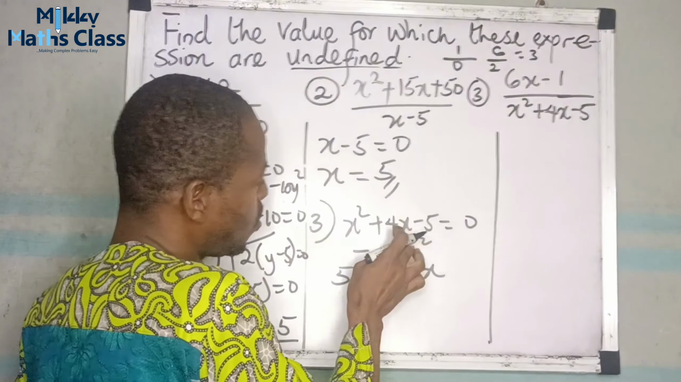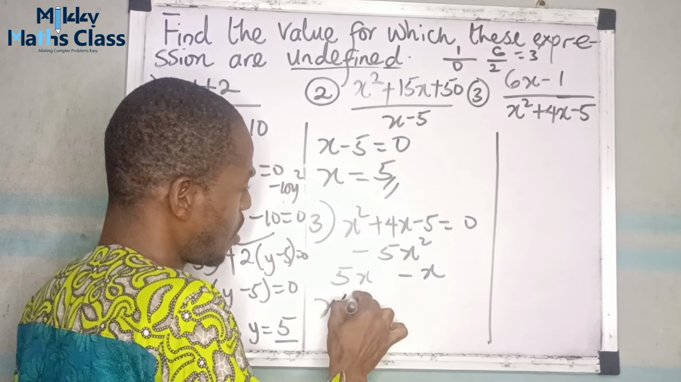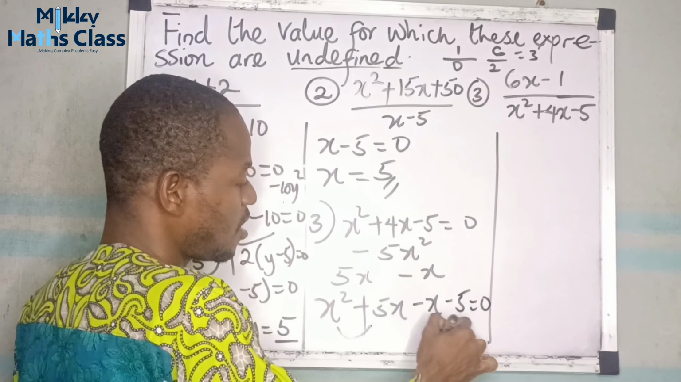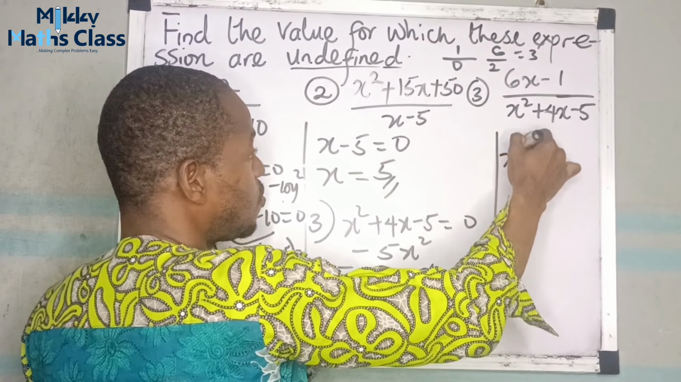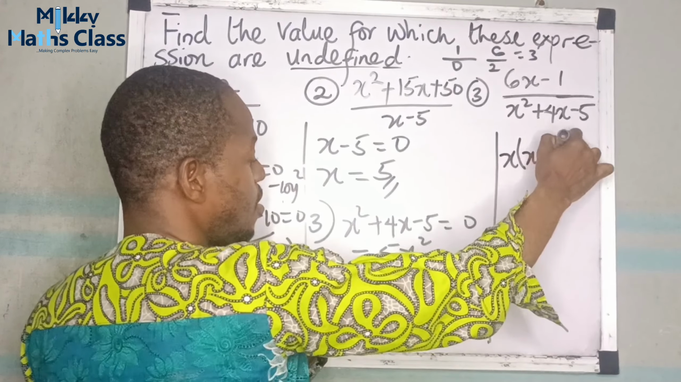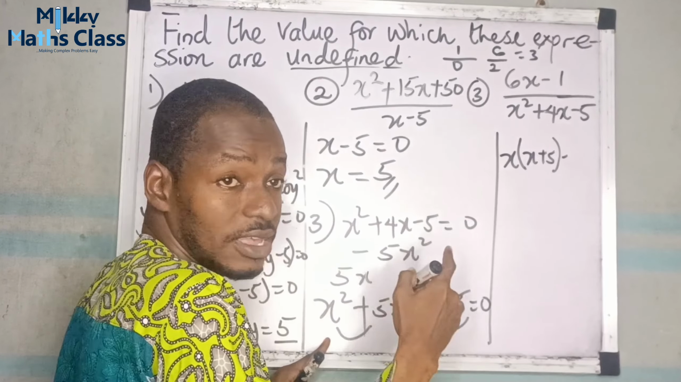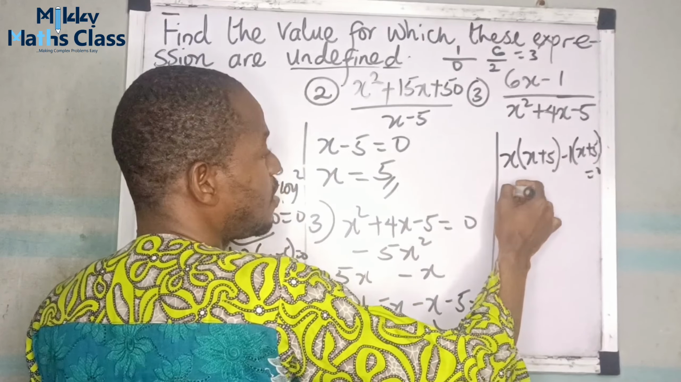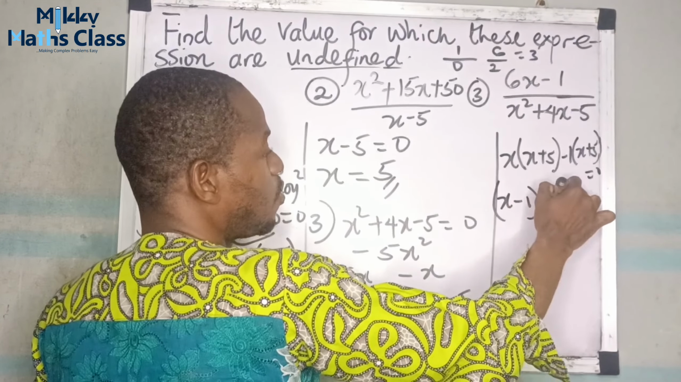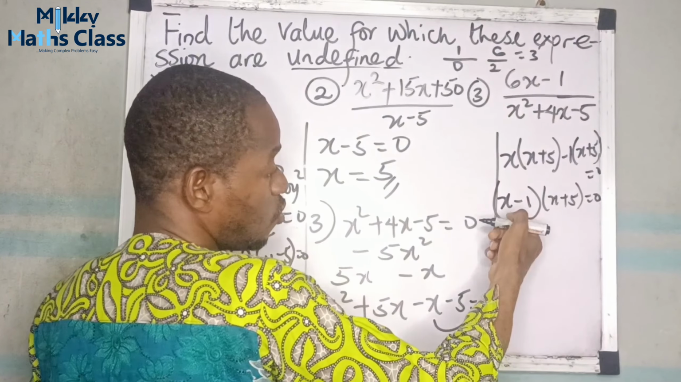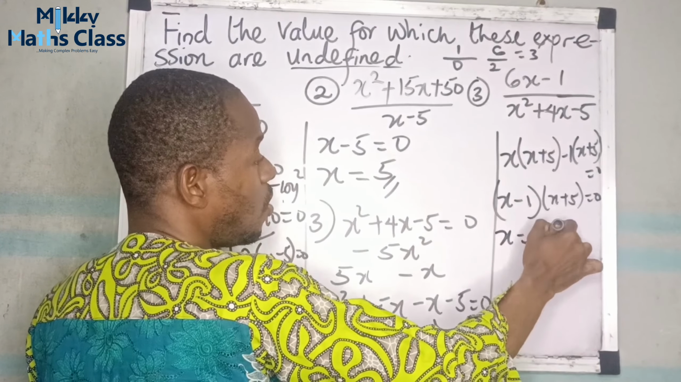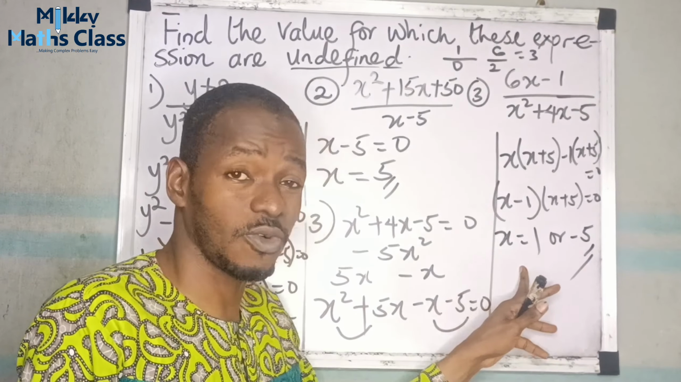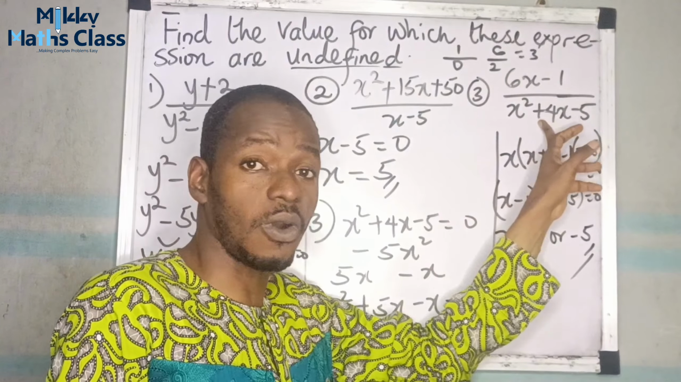All right, so we replace what is in the middle by these two factors. This becomes x squared plus 5x minus x minus 5 equals 0. Factorize by grouping. What's common here? x into brackets: x plus 5, minus, what's common between these two? 1. 1 into bracket x plus 5 equals 0. So we have (x - 1)(x + 5) equals 0. Solve it: x equals 1 or x equals negative 5. So these are the two values for which this expression is undefined.